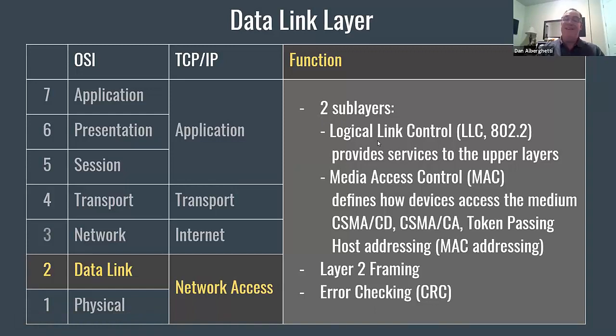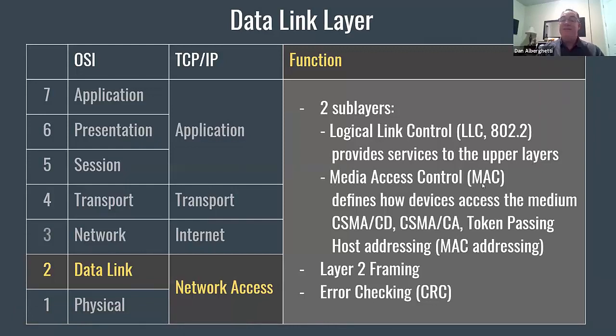The LLC, the logical link control, which is 802.2, is the upper sublayer and provides services to the upper layers. So the LLC talks to the network layer. The LLC is right here. It's the upper part of the data link layer. It talks to the network layer and provides services to the upper layer.